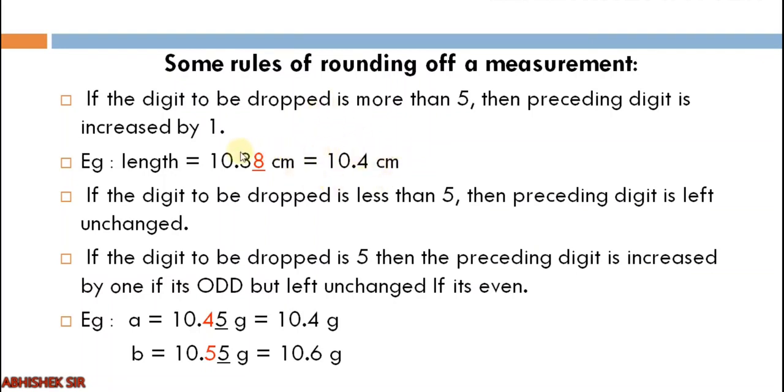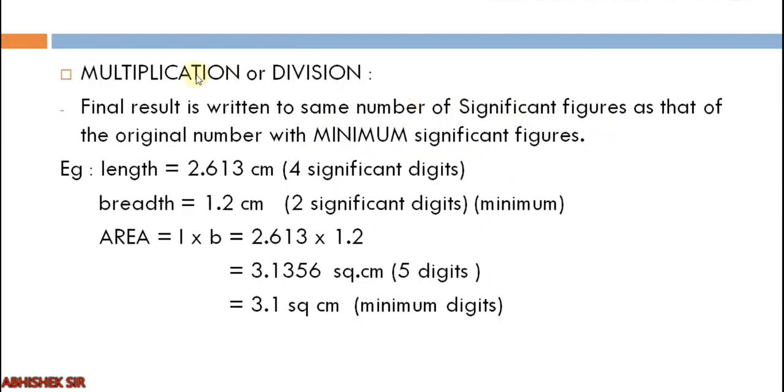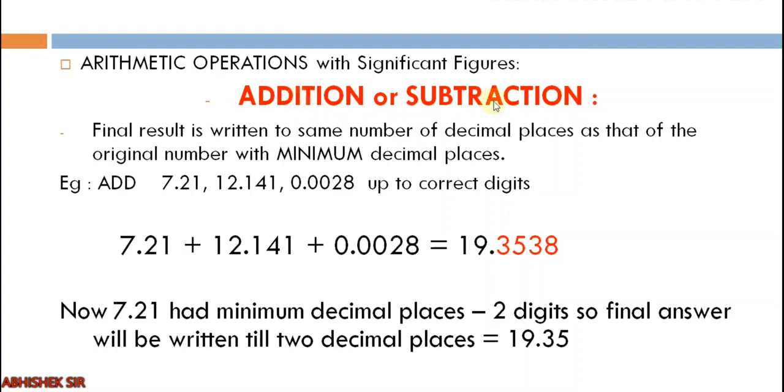But what if there are more measurements and we are doing arithmetic operations, addition, subtraction, division, multiplication? So what to do with the result? There might be a confusion. So what we do, we have one rule for addition and subtraction, another rule for multiplication and division. So let us see what is the rule for addition and subtraction. Now this topic will be very easy, no need to cram anything, just see the example, it will be clear. Now I am speaking the rule.